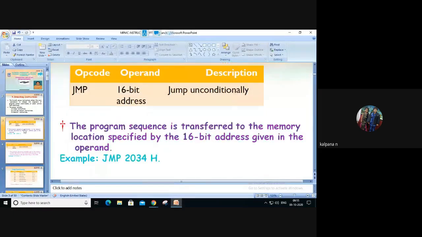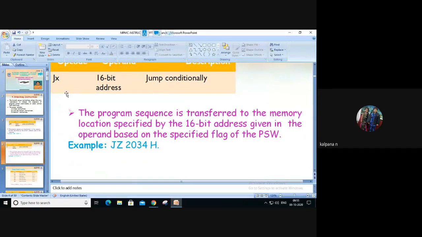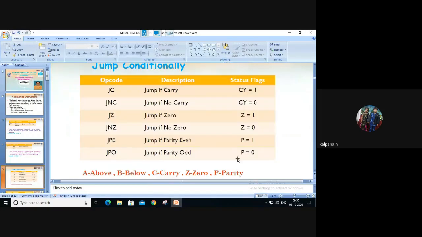What is the difference between JMP instruction and JX instruction? JMP is unconditional. Very good. JX is conditional. For example, JC is there, right? JC 4 ones. Means what?